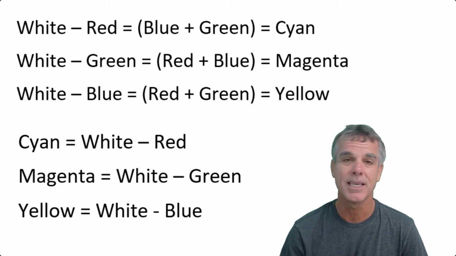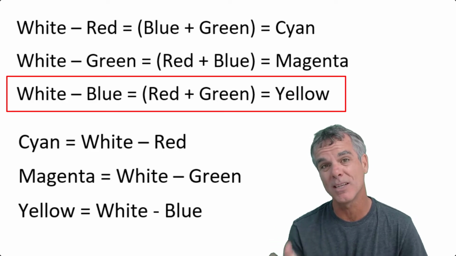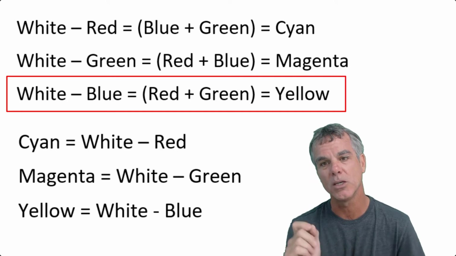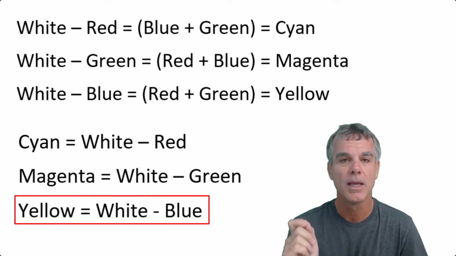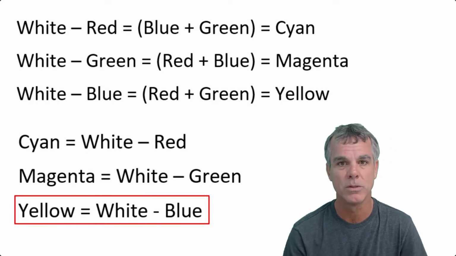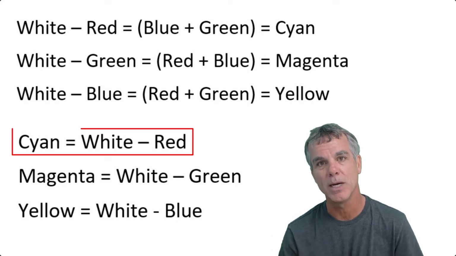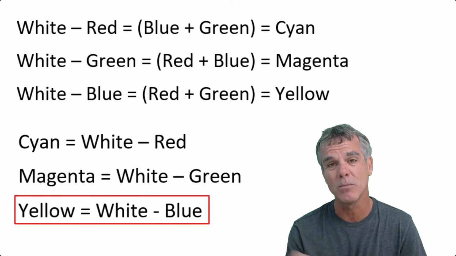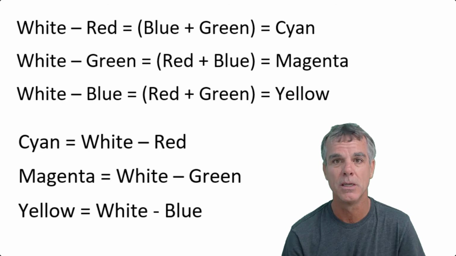And then last but not least, again, if I take white light, which is red plus green plus blue, and I subtract off all of the blue light, what I'm left with is red plus green, which equals yellow. So white minus blue equals yellow, or yellow equals white minus blue. And we can use these three bottom equations, cyan equals white minus red, magenta equals white minus green, and yellow equals white minus blue, to start understanding the rules of color subtraction. So let's look at color subtraction now.